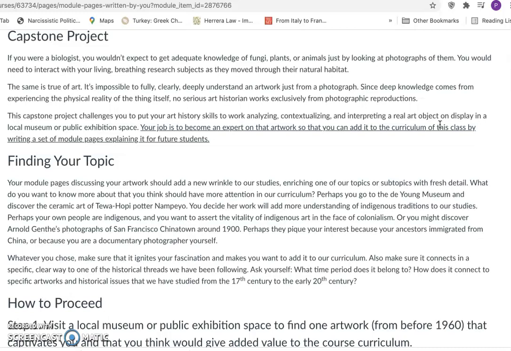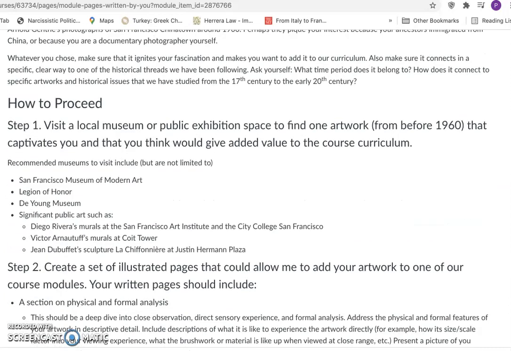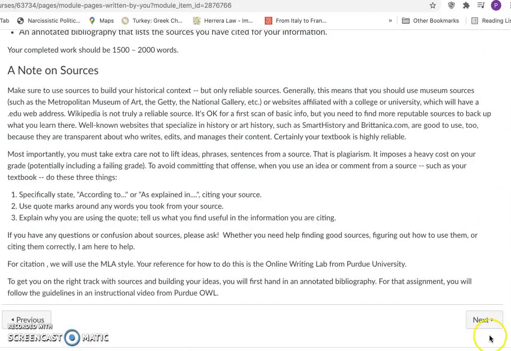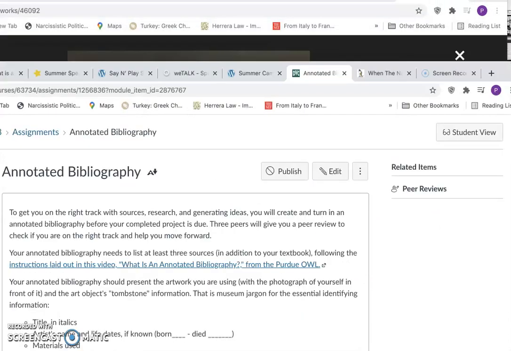But please get started by reading through this assignment now, because the next 8 weeks are going to fly by, and you want to plan your museum visit, and you want to be really clear on when you are turning in this important assignment, and the fact that you are actually going to turn in an annotated bibliography that is your preparatory work for the final assignment, and you do that before you turn in the final assignment.